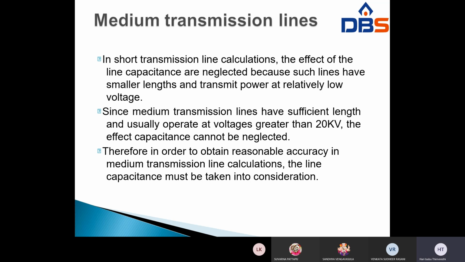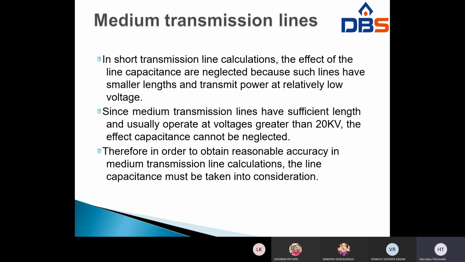The most commonly used methods for handling the capacitance of a medium transmission line are: the first method is the end condenser method, the second is the nominal-T method, and the third is the nominal-pi method. End condenser method, nominal-T method, nominal-pi method.